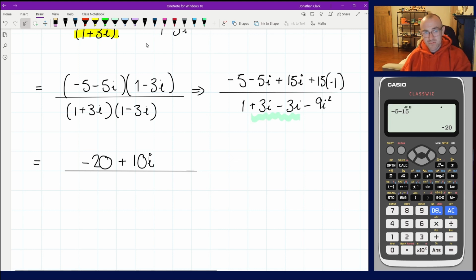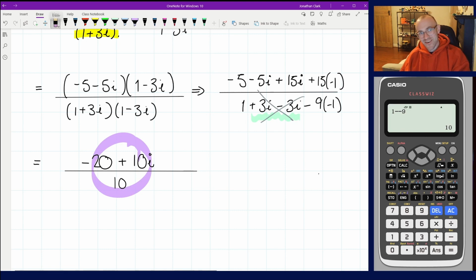Bottom of the fraction, two terms in the middle cancel out. We have 1 take away 9i squared. Once again, I'm going to replace i squared with -1. We've got 1 take away -9. I feel like when things like this happen, when you've got a multiple of 10 everywhere, that's quite a nice feeling. It's like confirmation, I've probably done this right.